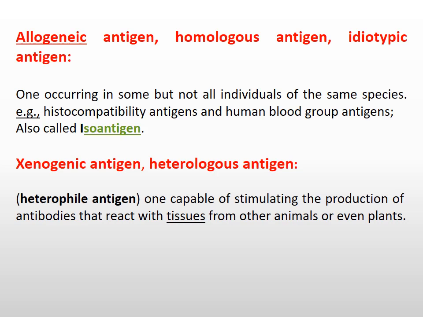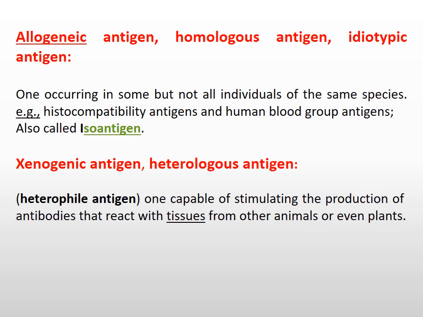Now, according to the endogenous antigen, this antigen again can be classified into three main categories. Number one is allogenic or homologous antigen. Number two, xenogenic or heterologous antigen, and number three is autologous antigen. So number one, that is allogenic or homologous. Homologous means homo, meaning same. Okay, so why is this called allogenic or homologous? Because this type of antigen is present in some individuals of a species, whereas absent in other individuals.